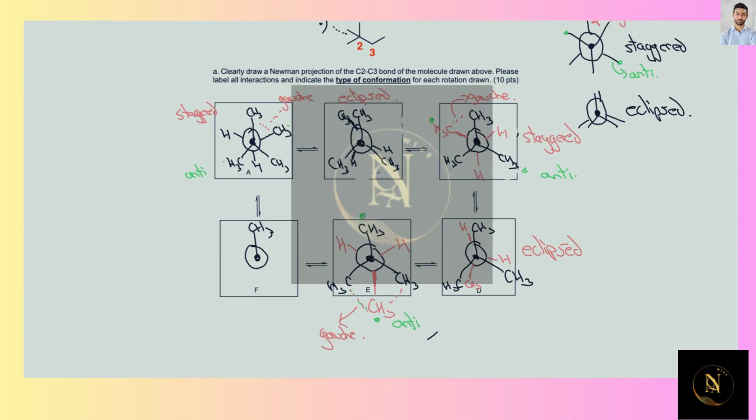Remember, keeping the same one on the front. And now our CH3 would be over here. CH3, hydrogen, and hydrogen, around here. And this is an eclipse configuration. So these are all of the possible Newman conformations that we can have.